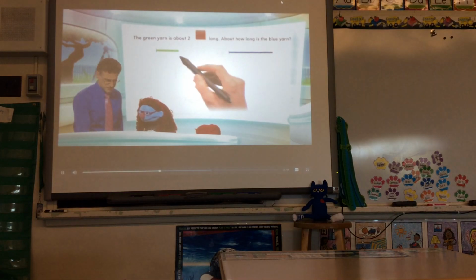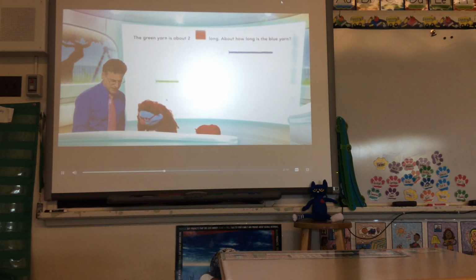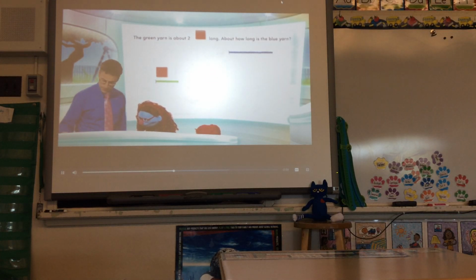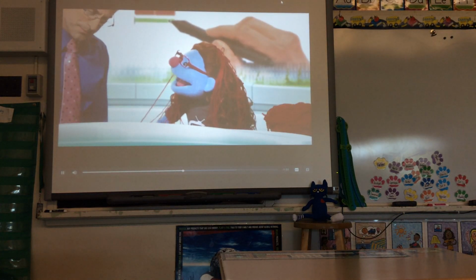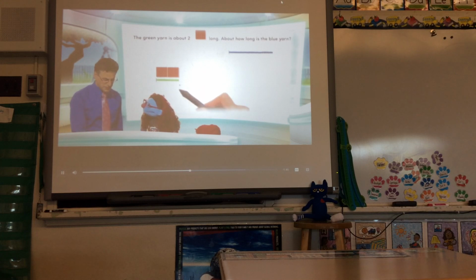So let's take a look. Here's the green yarn piece, right here. We're told that it is about two color tiles long. And these are red color tiles, and each one of these represents a unit. That's the unit that we're measuring, the length of these red tiles. If I put 2 of them together, it's 2 red tiles, and notice how it matches perfectly with the length of the green yarn. So the length of the green yarn is about 2 red color tiles.